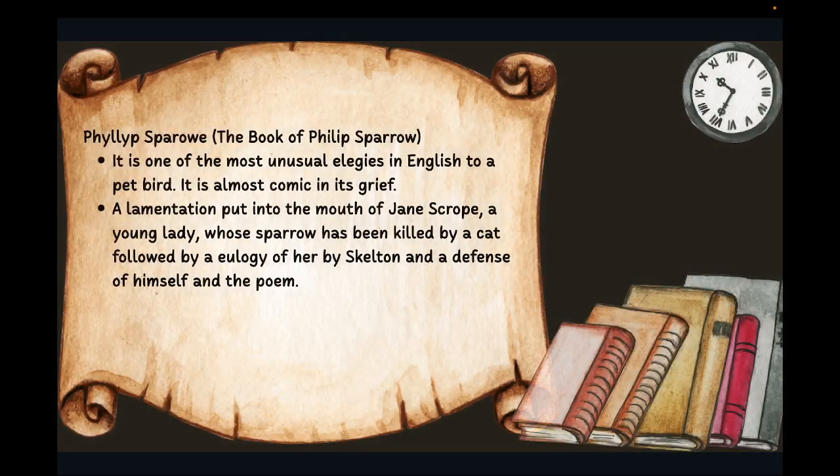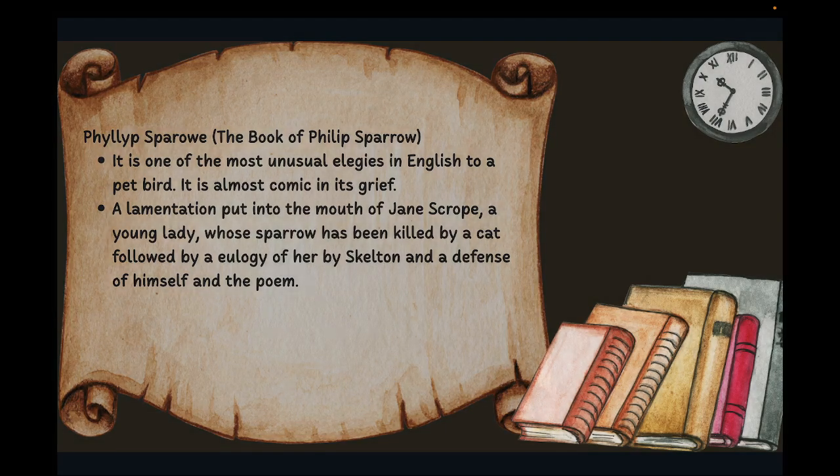Philip Sparrow, the Book of Philip Sparrow. It is one of the most unusual elegies in English, to a pet bird. It is almost comic in its grief. A lamentation put into the mouth of Jane Scrope, a young lady whose sparrow has been killed by a cat, followed by a eulogy of her by Skelton and a defense of himself and the poem.